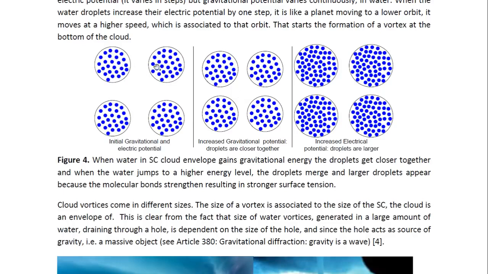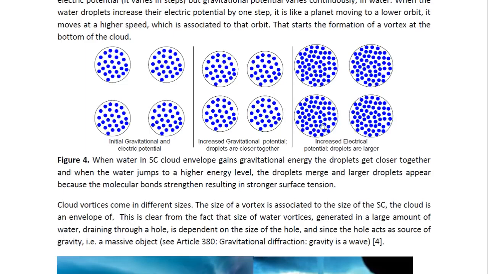But this distance can vary by any amount. So it means that the gravitational potential varies continuously. It has any number of possibilities we can think of, just like the distance between the droplets. But in this case, the gravitational potential of the cloud would have increased because the droplets are now closer together.